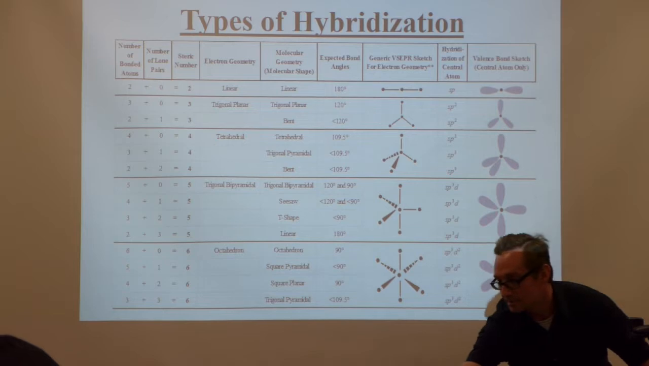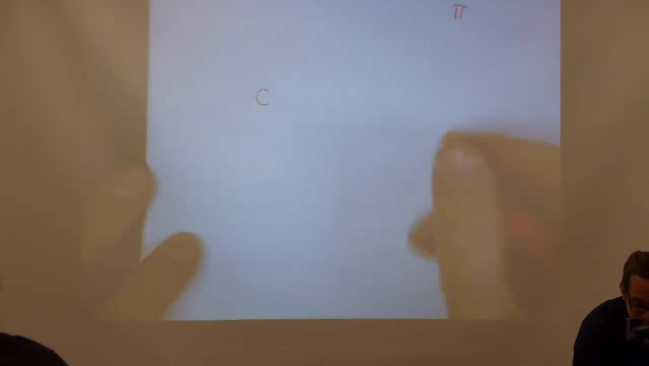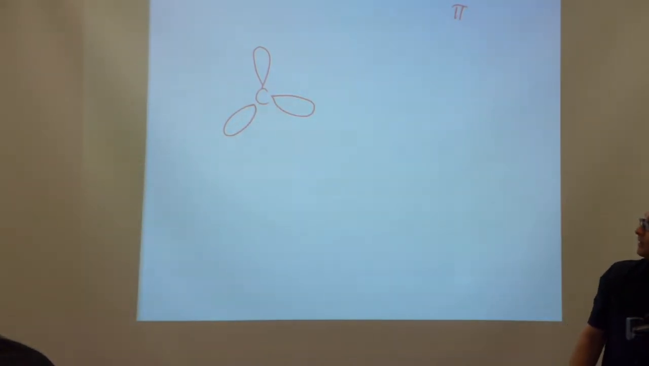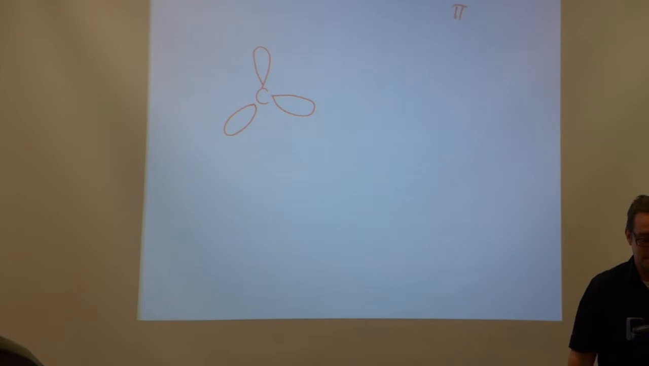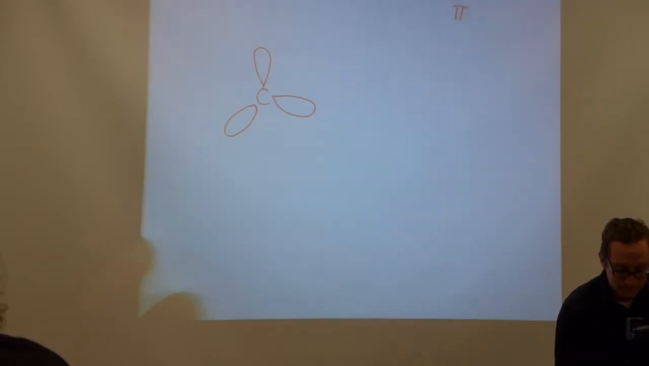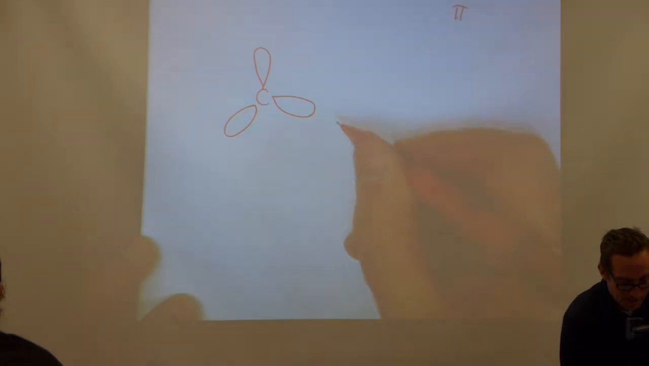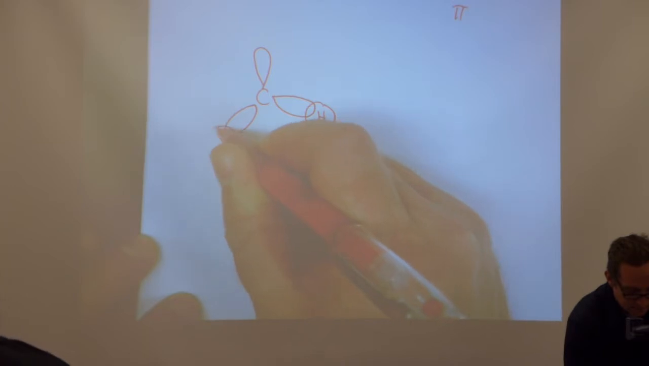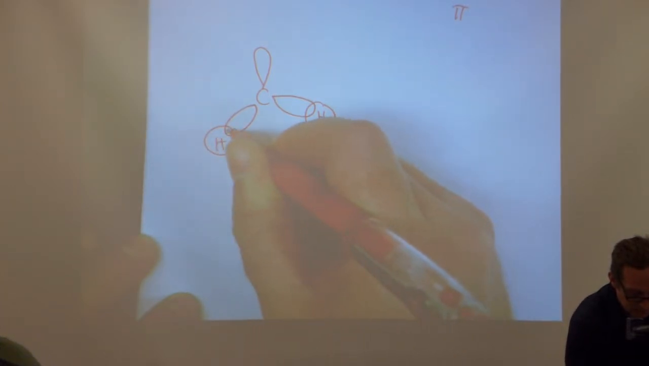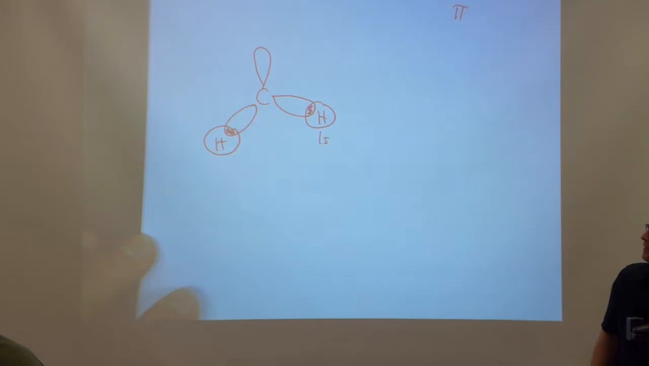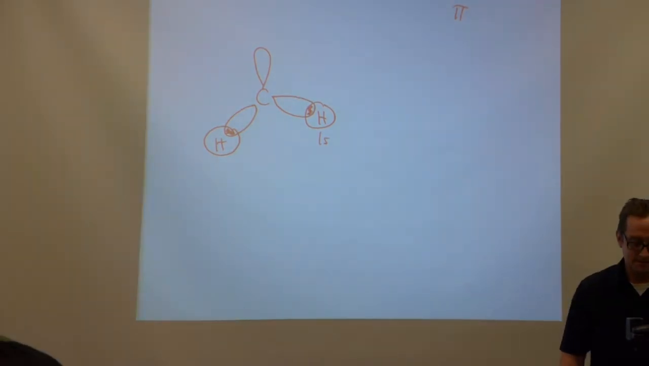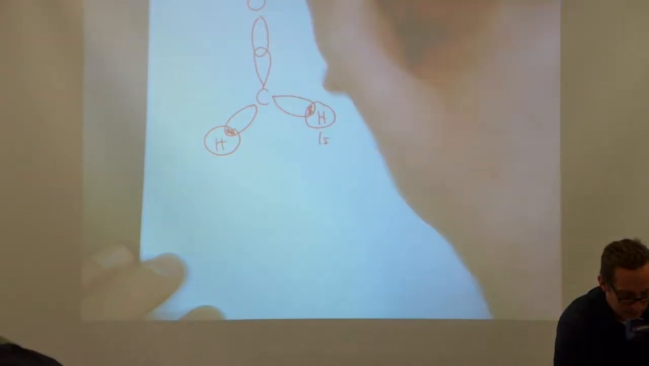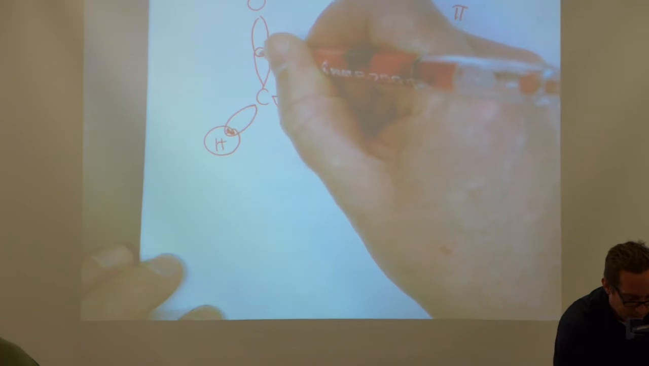Let's make some lobes. All right, so there's my trigonal plane, and then my hydrogens are down here, and they're just going to bond with their 1s. My oxygen is also outer. It will bond with one of its 2p electrons.